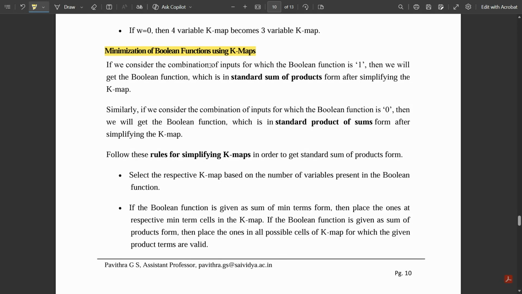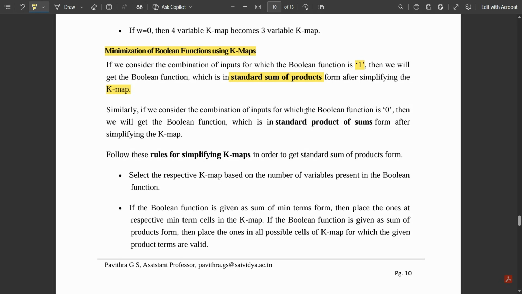If we consider the combination of inputs for which the Boolean function is 1, then we will get the Boolean function in the standard sum of products, after simplifying the K map. Whenever we have the cell positioning, if they give the standard Boolean function, its positioning in those cells, if you have the number 1, and if you group it, then it is called the standard sum of products.